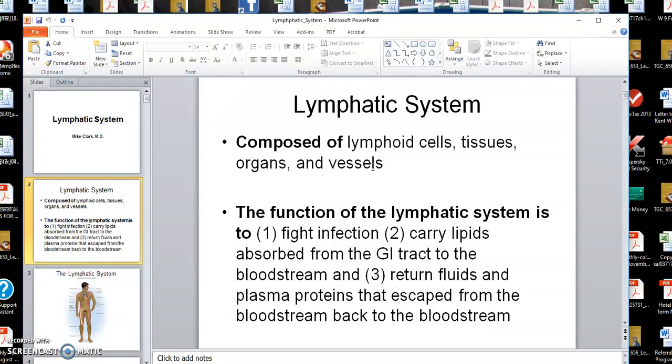But if for some reason there's a compression of the lymphatics, you get a condition called lymphedema. There are many reasons for edema, but if it's due to the lymphatic problem, it's called lymphedema. So those are the three functions: fight infection, carry lipids into the bloodstream from your digestive tract, and return fluid.